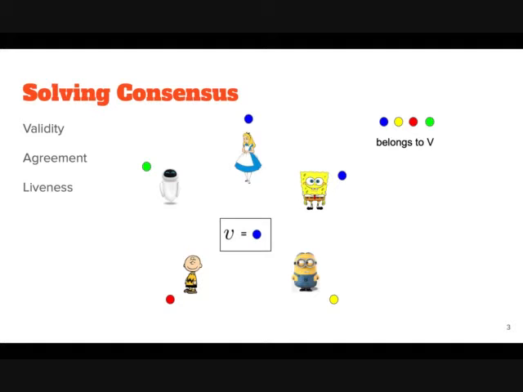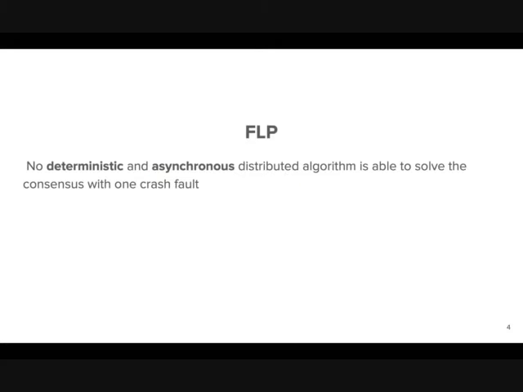We also add a validity property to avoid trivial solutions where every correct process always decides a pre-established value. Typically, a validity property can be: if all the processes are correct and propose the same value v, then the decided value is v. Because of the FLP theorem, no fully asynchronous and deterministic distributed protocol can solve the consensus problem and tolerate even a single crash fault.